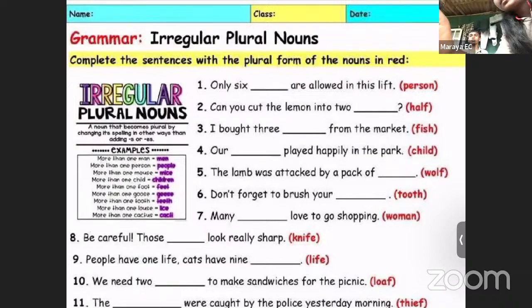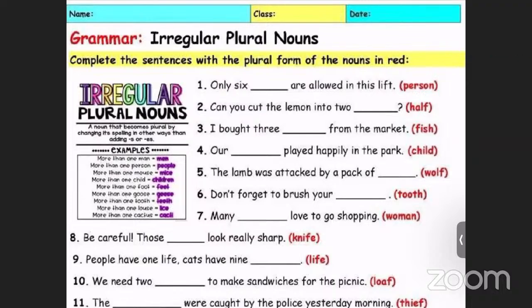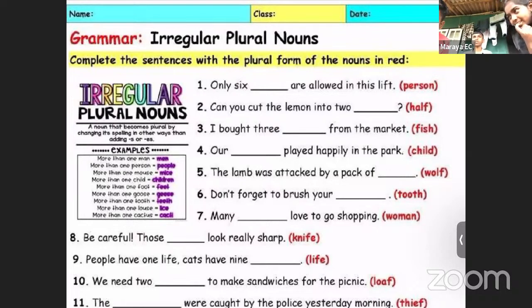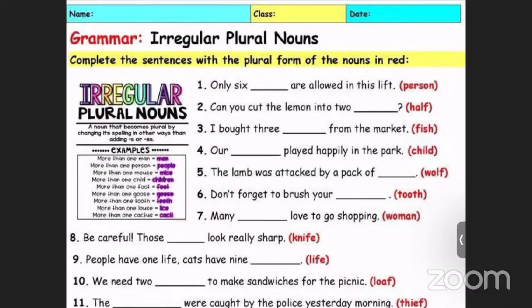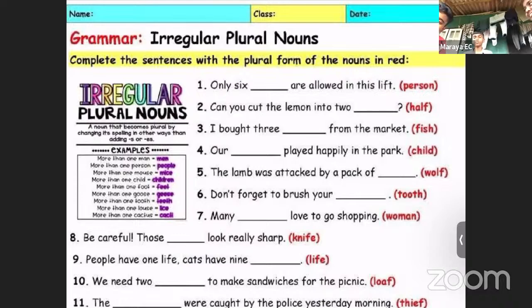Can you cut the lemon into 2 halves? Half, 2 halves. Very nice. What is the principle there for half? How would you spell that? Halves. That's another place. Okay. Anyone?